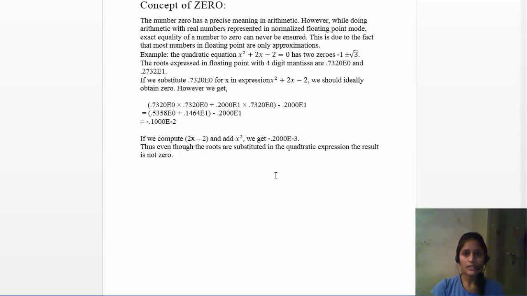So these are some consequences of representing real numbers in floating point representation.